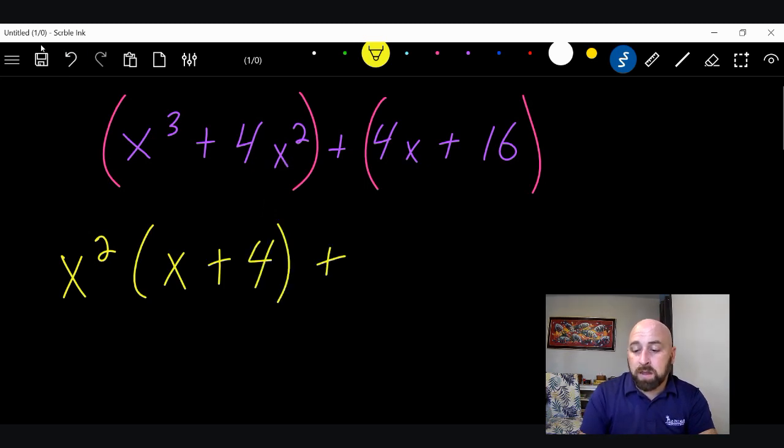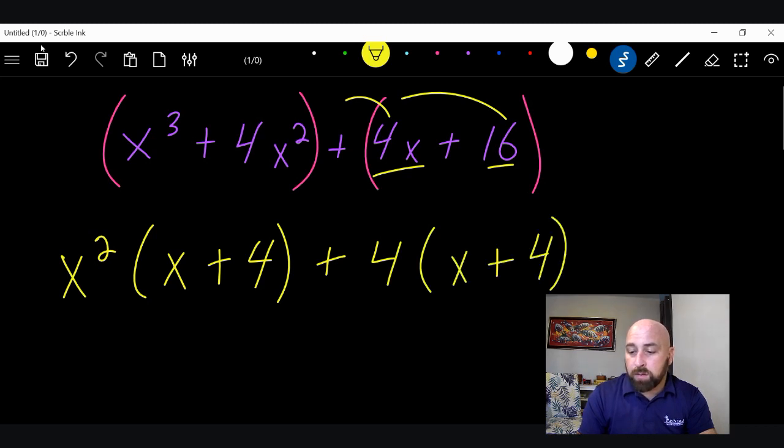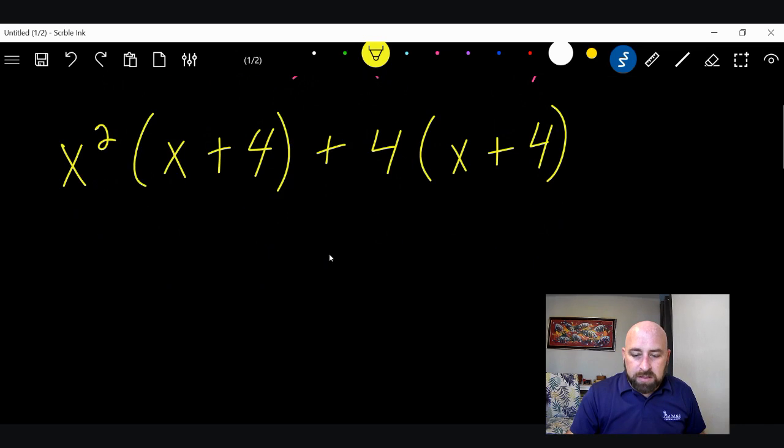Okay. Now, what do you see that's common over here? The 4. That's right, we're going to pull the 4 out. And so now we're going to end up with x plus 4, because remember we divide both of those by 4. All right, so now this looks a little bit more interesting. It looks a little different. Basically, what have we done?